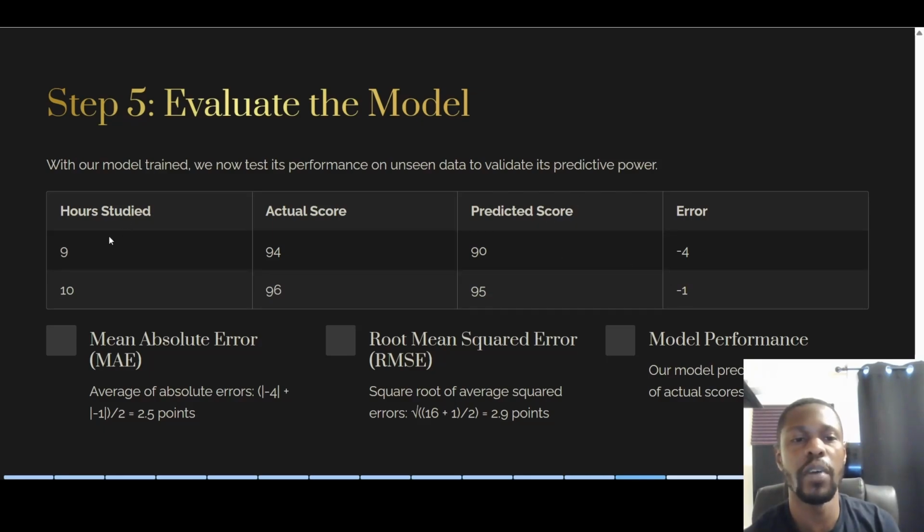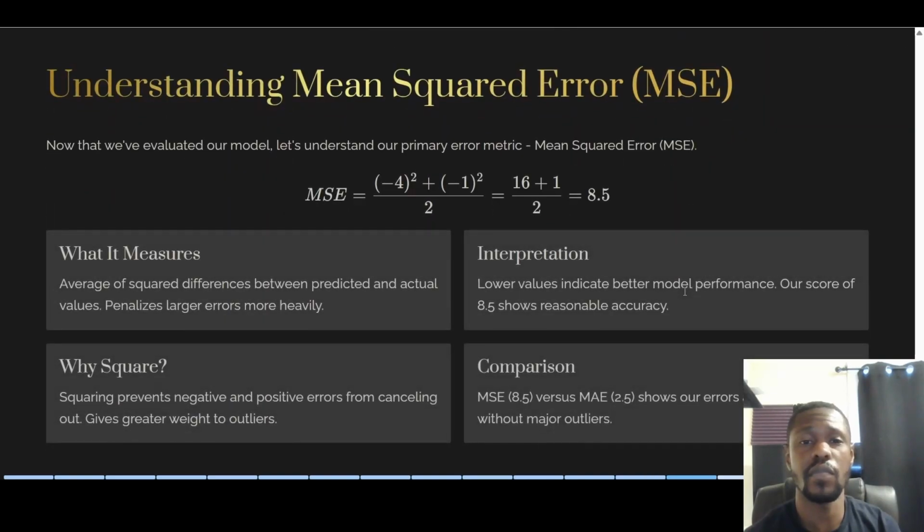Just bear in mind, this person has studied 9 hours. This is the actual score, and this is what our model has predicted. And so we've got an error of being off 4 points. Again, when we're evaluating the model, this is the actual score that the student got, but this is what we predicted based off of our training data and our methodology, and so we're only off by 1 point. Okay, and so this is the MSE algorithm.